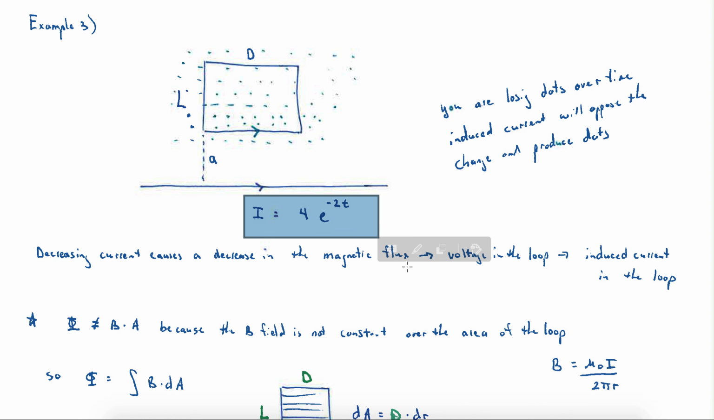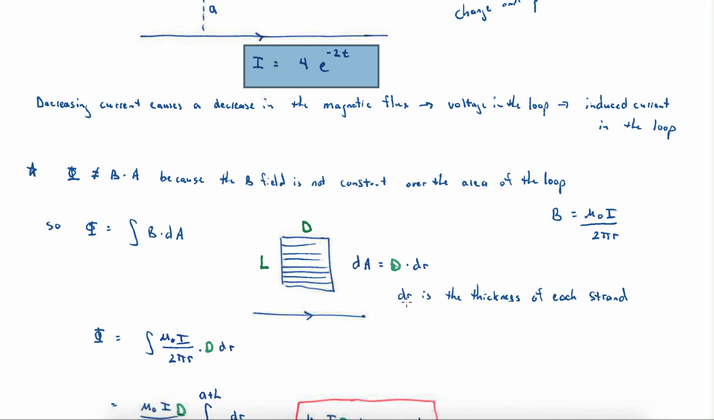Okay? Those are the three most popular examples of how you can change the flux in a loop, thus induce a voltage, thus induce a current. The magnitude of the current is really based on Faraday's law. The direction of the current, we give credit to Lenz. Lenz says that the induced current in the loop will always oppose the change. Okay?